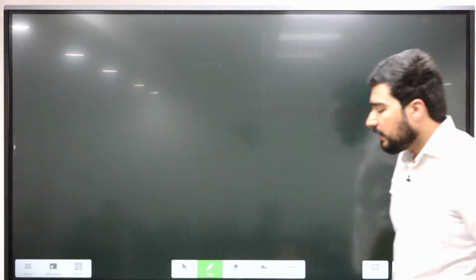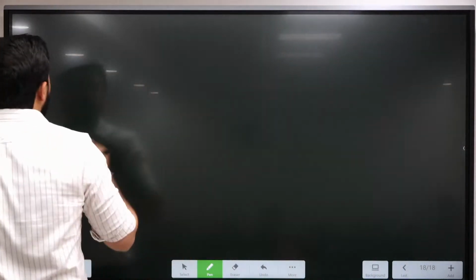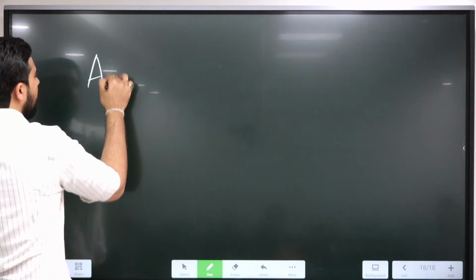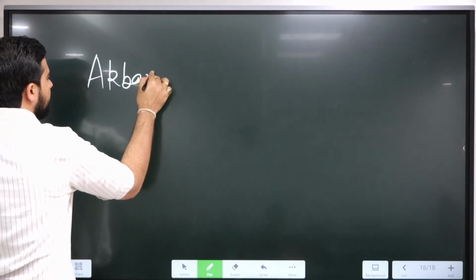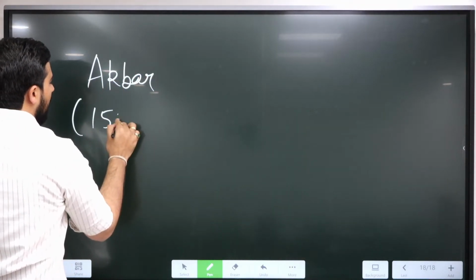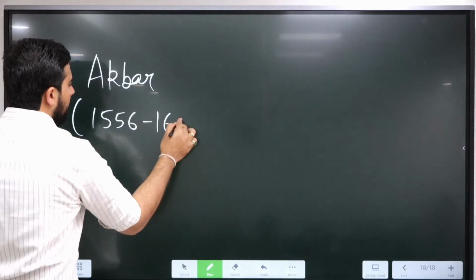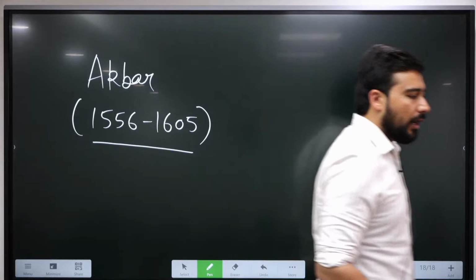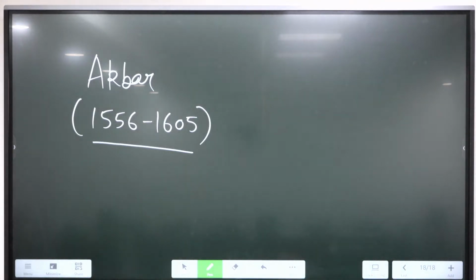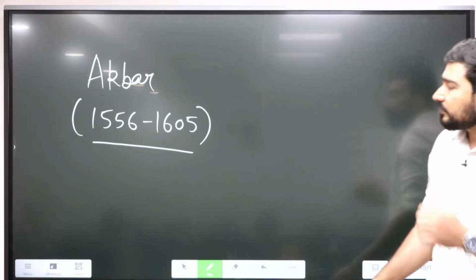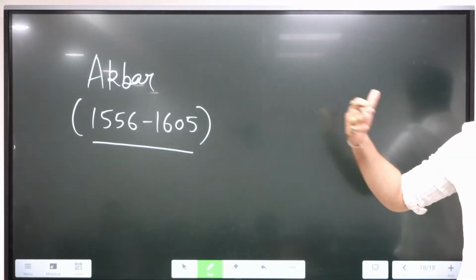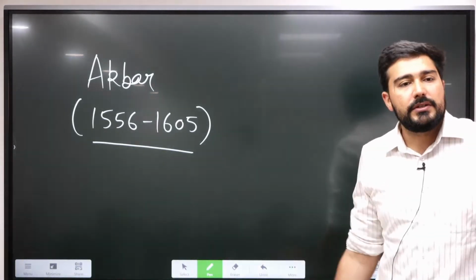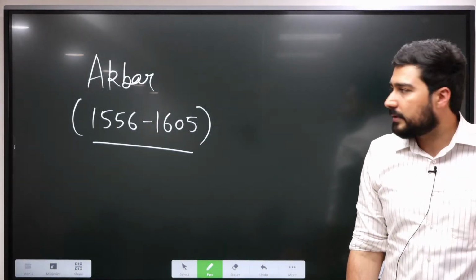Okay, so after this transition, the downfall of the Suri dynasty, we see the rise of Akbar. Akbar has a very long reign, roughly 50 years, half a century, starting from 1556 all the way up to 1605, 50 years.